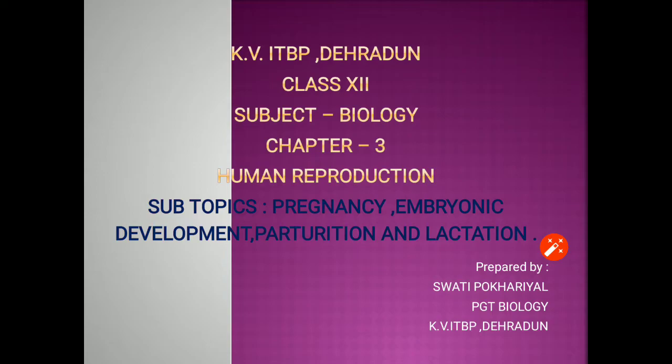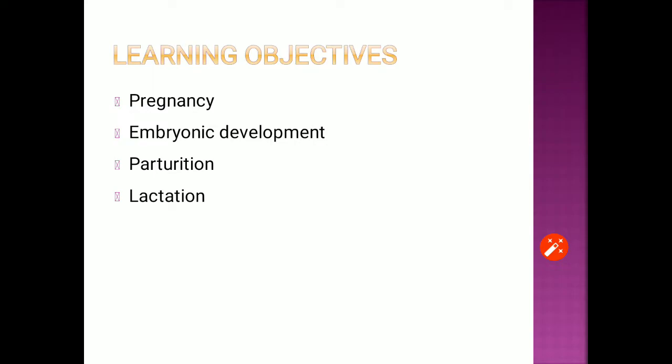Today we will discuss pregnancy, embryonic development, parturition and lactation. All these are in chapter 3, human reproduction. The learning objectives of this session are pregnancy, embryonic development, parturition and lactation. After completion of the session, you will be able to relate with all the processes and the terms in a better way.